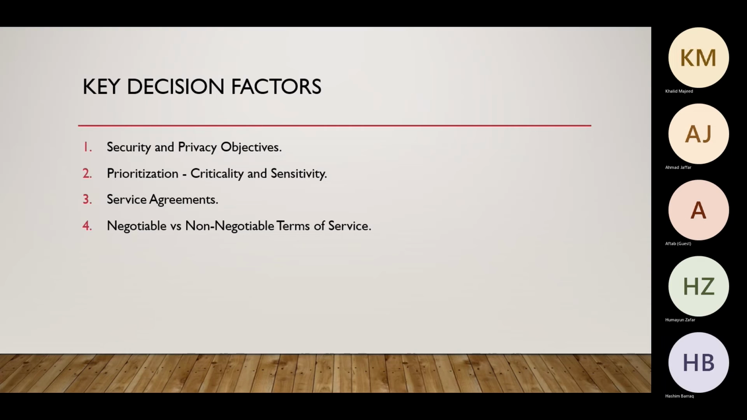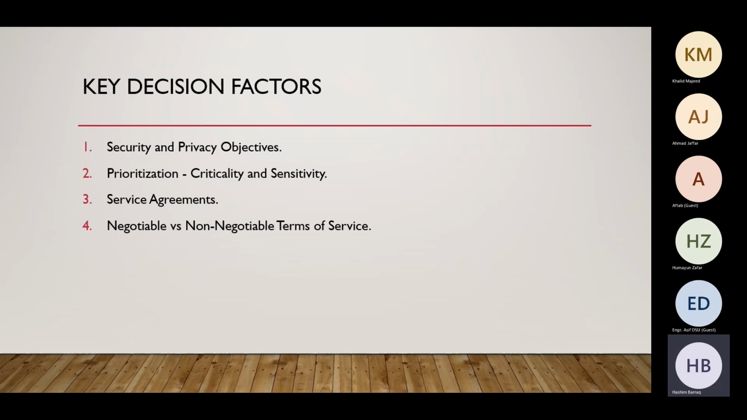So a lot of times it always starts with what is the security posture that you are after? What are the privacy regulations that apply to you? And those security and privacy objectives then drive the rest of the decision making. So that's point number one.